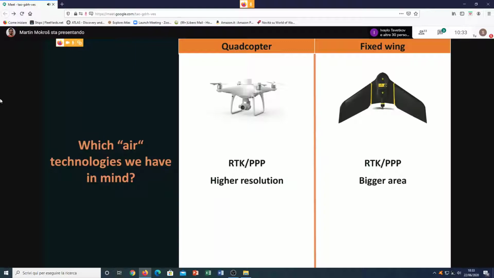So we are using a quadcopter, also fixed wing, and with the quadcopter we have really high resolution, but the plot is much smaller. And with fixed wing, we can capture 300 hectares from one flight, and the accuracy and also resolution is really good. So these are just examples.